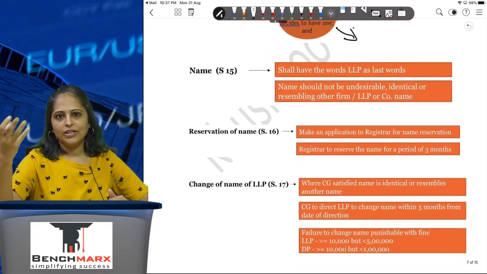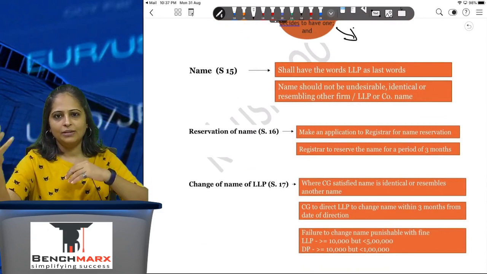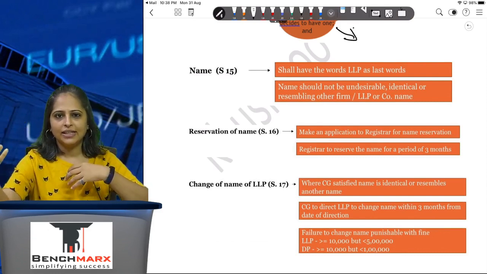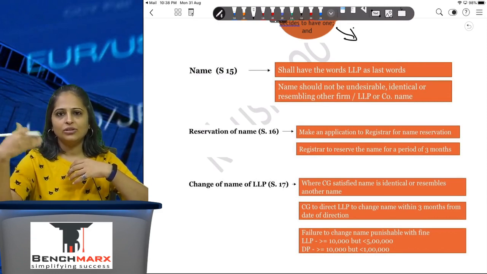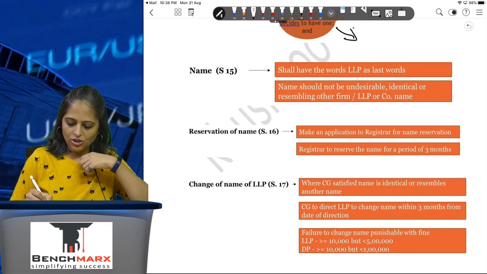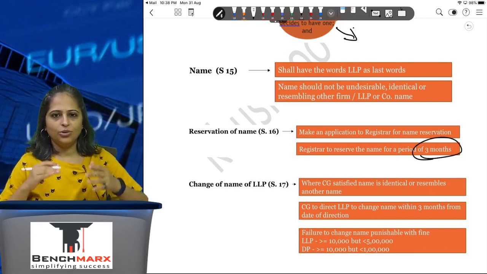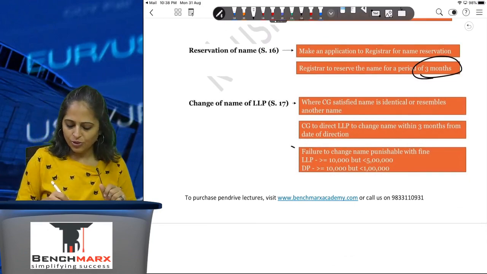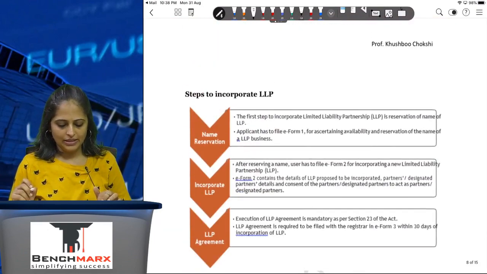Then the name will have the words LLP at the end of it. When you make an application, you have to ensure that you don't apply for a name that has already been registered or which is registered as a trademark. If you do that and it has been approved, then the central government at a future date may give you a notice saying that you will have to change your name, and within 3 months you will have to change your name and give a new name to your LLP. If you don't do that, there are penal consequences.